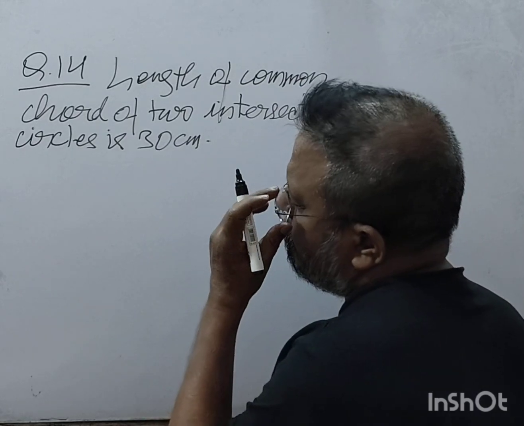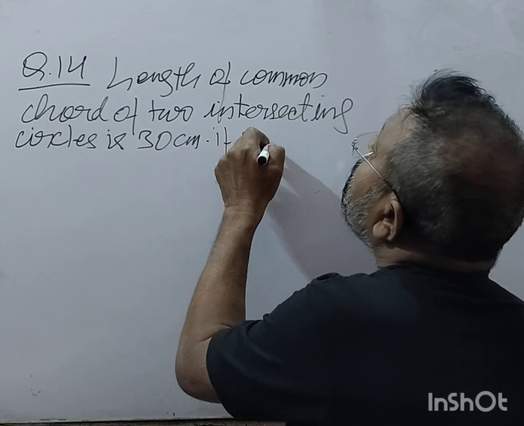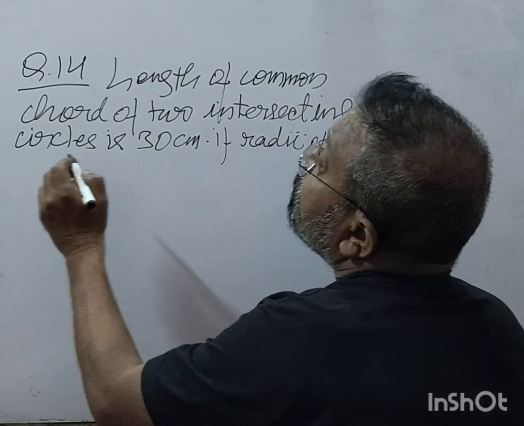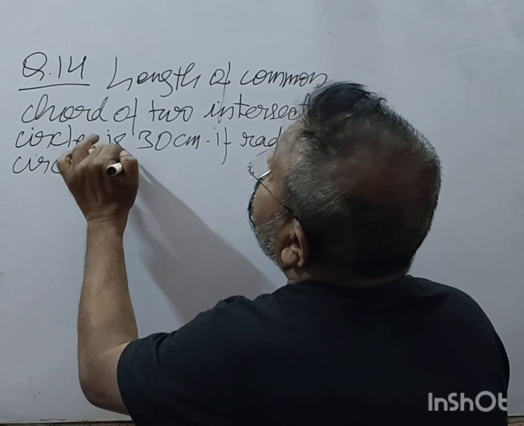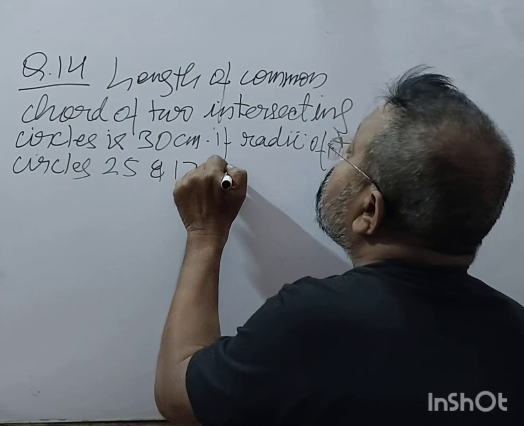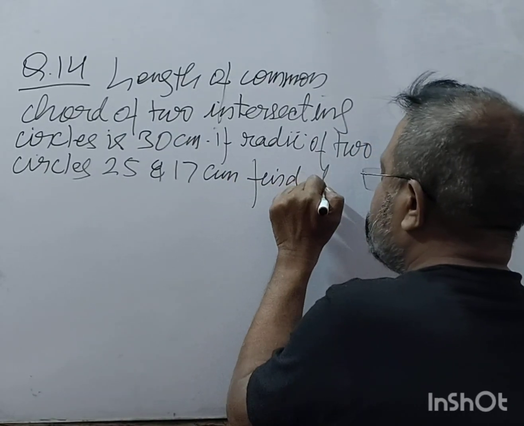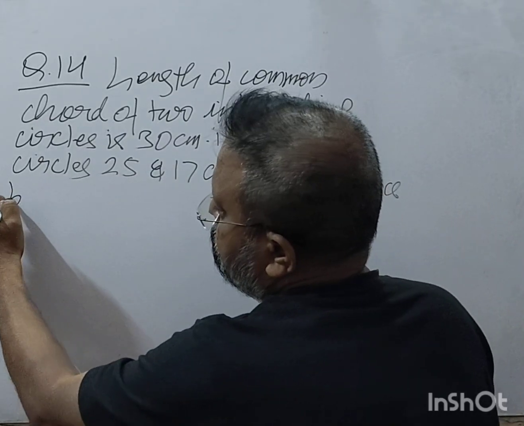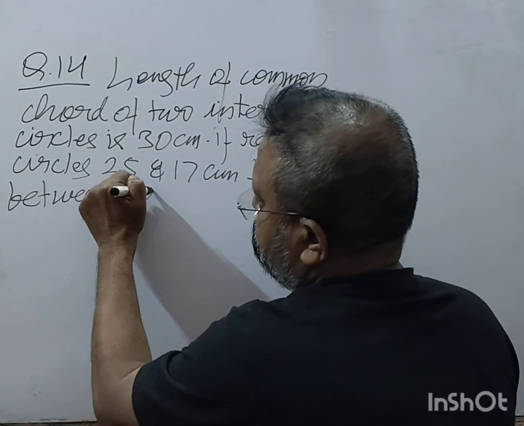If the radii of the two circles are 25 centimeter and 17 centimeter, find the distance between their centers.